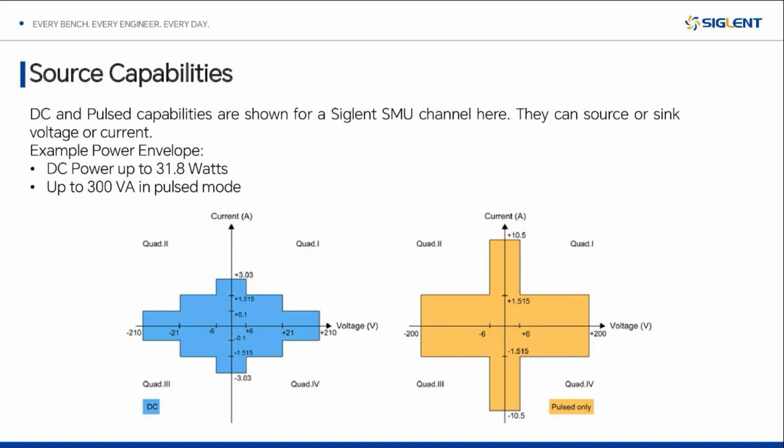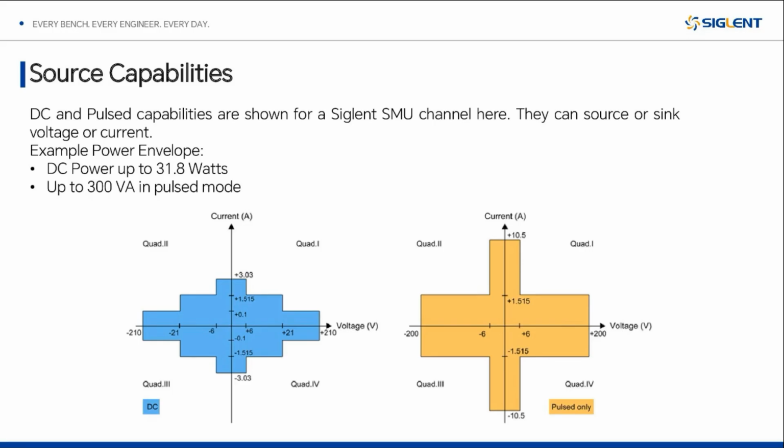But you can get up to 300 volt-amps in a pulse mode with varying duty cycle requirements. And so you're able to pulse up to an amp at 200 volts in some circumstances, or 6 volts at 10 amps. Really, this is an outcome of the speed and integration here, which is what allows you to do high-speed pulsing with integrated voltage and current measurements that expand the test capabilities.